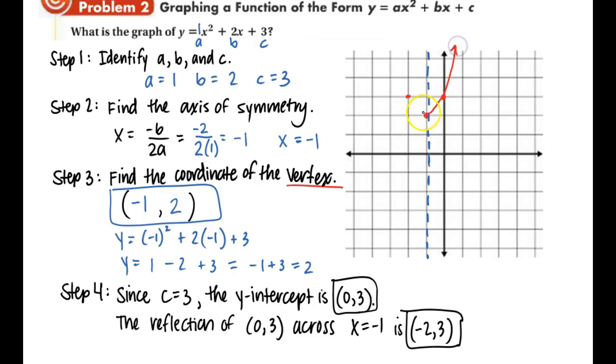If you wanted to get more coordinates for this parabola, you could always make a table that we have done in the previous lesson video. And remember, a is greater than 0, which confirms that the graph is opening upward. So this completes the process of graphing a quadratic function in standard form.